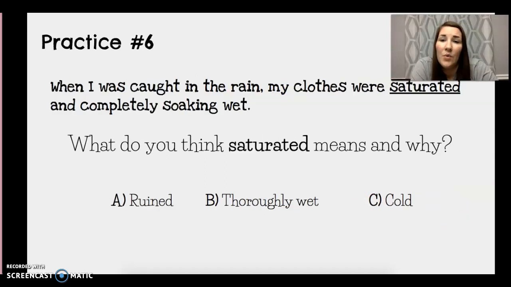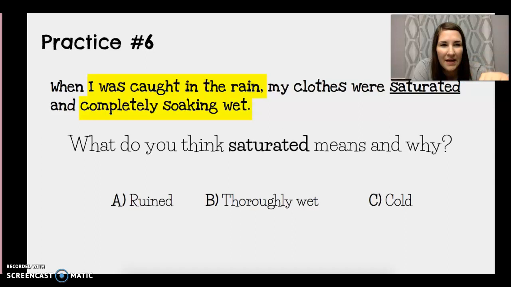Number 6, when I was caught in the rain, my clothes were saturated and completely soaking wet. What do you think saturated means and why? Ruined, thoroughly wet, or cold? So thinking about this one, if I was caught in the rain, my clothes were saturated and completely soaking wet.